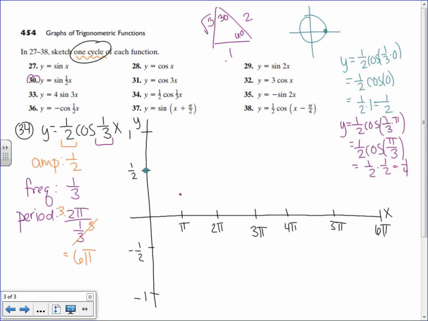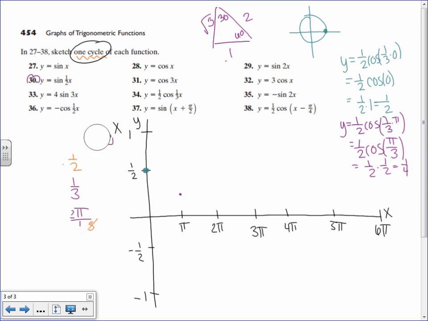So I'm going to erase this stuff over here. Okay, and you might be noticing that if I plug in 2 pi, I'm also going to get something a little weird. So if I do y equals 1/2 the cosine of 1/3 times 2 pi, this is going to be 1/2 the cosine of 2 pi over 3. 2 pi over 3 is 120 degrees. We do know how to figure that out because 120 has a reference angle of 60, but let's see if we can do 3 pi. Maybe 3 pi will be nicer. So let's try 3 pi.